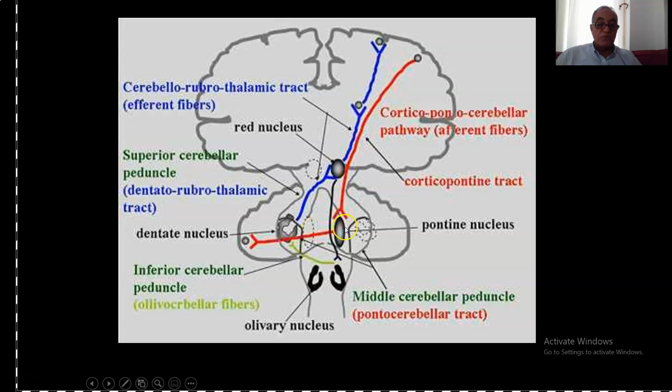And there is another crossing, from the ponto cerebellar pathway to the other side. So when we have double crossing, one from the dentate to the red nucleus of the other side, and one from the pontine nuclei to the cerebellum of the other side, a lesion in the cerebellum produces ipsilateral ataxia, ipsilateral dysmetria, and ipsilateral effects, because there is double crossing. Here is one crossing, and here is the other crossing.